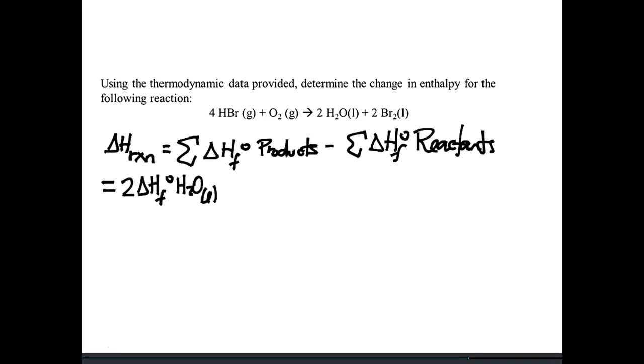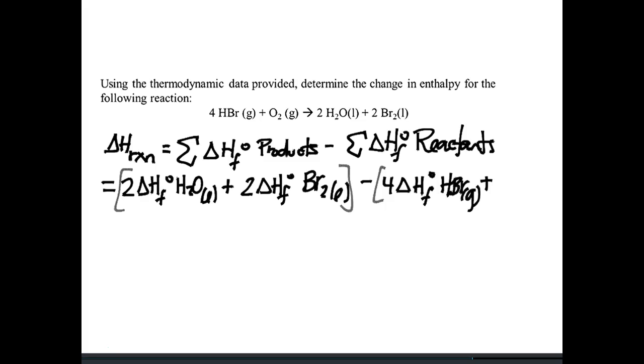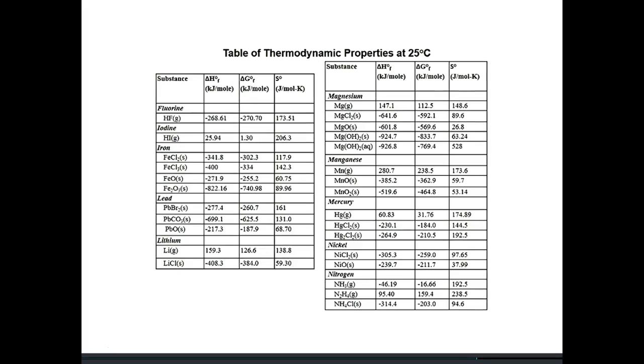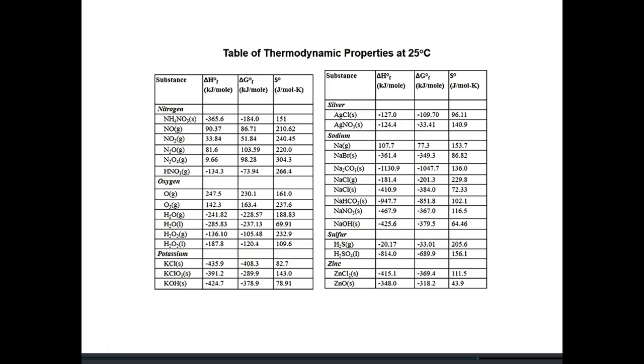So 2 times the heat of formation of liquid water plus 2 times the heat of formation of bromine liquid, minus, all that in parentheses, 4 times the heat of formation of HBr gas plus oxygen's heat of formation. We're going to go to the table. Those are shown here, 3 different tables. We're going to come back and see what we're looking for.